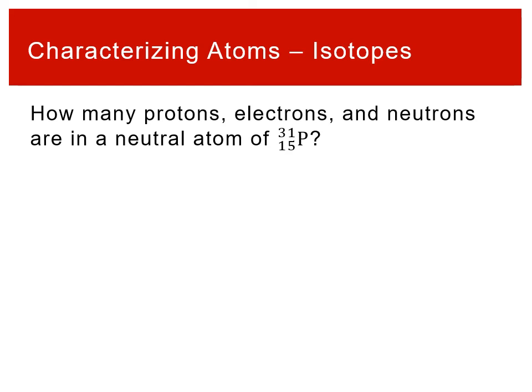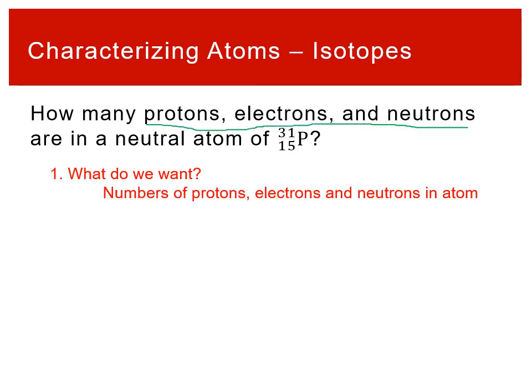What we also want to be able to do then is translate from that sort of packaged information, nuclear symbols, into information of how many protons, how many electrons, and how many neutrons are in a neutral atom of phosphorus-31 (31, 15, P). Okay. So we start with what do we want, and in this case we can see that it is going to be these protons, electrons, and neutrons that we're after.